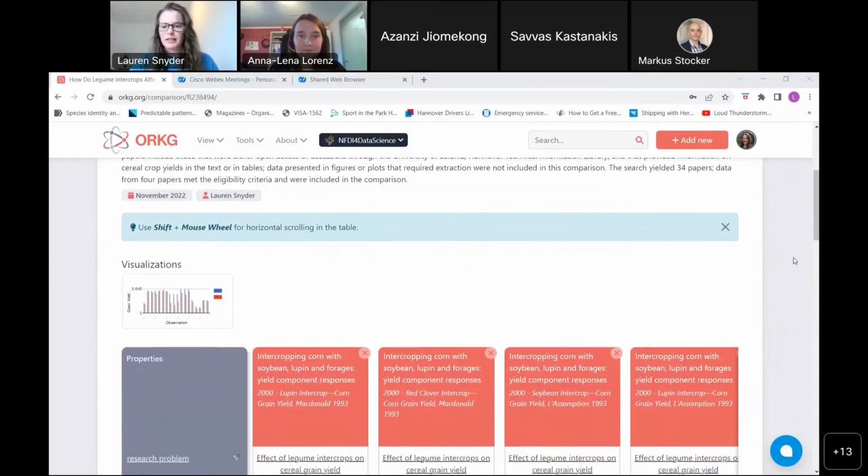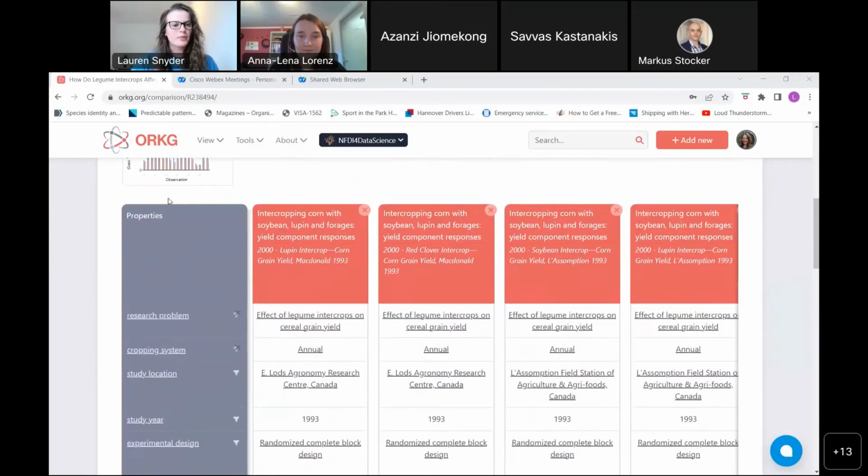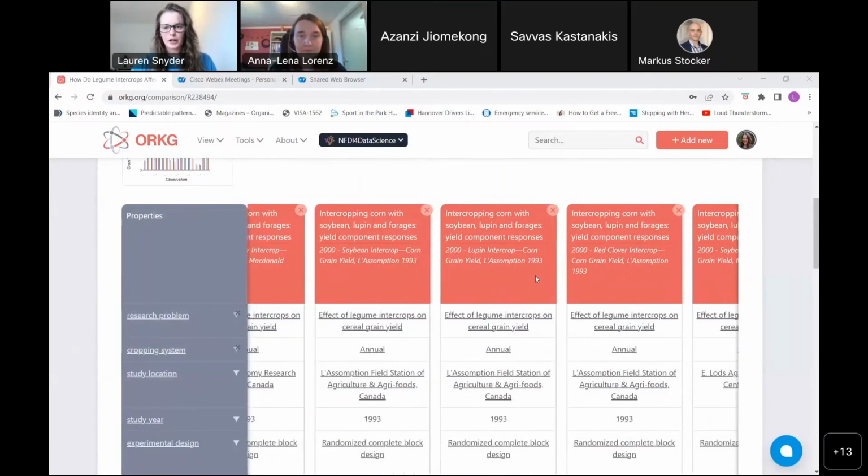So if we scroll down here, we can see this gray column on the left is labeled properties. And this just refers to different types of information or characteristics associated with the data in these publications. So for example, what was the research problem that the authors were addressing? How did they set up their experiments? What statistical tests did they use to report their information? And then along here, we can see the different contributions that are included.